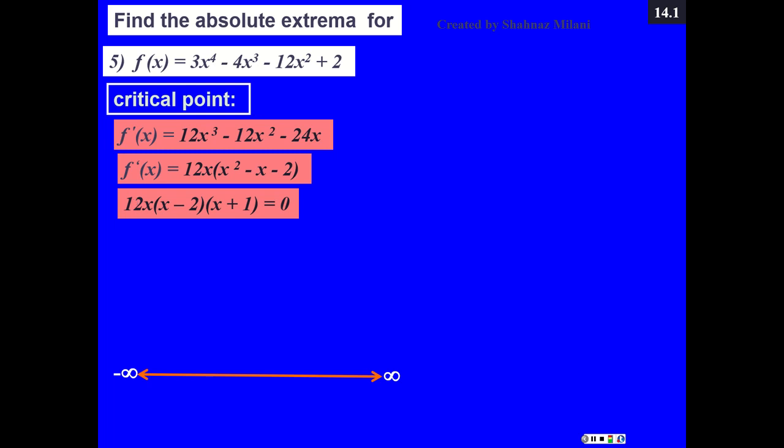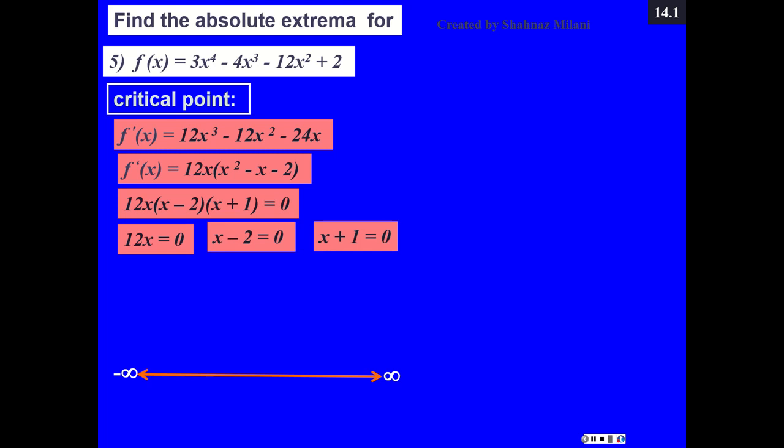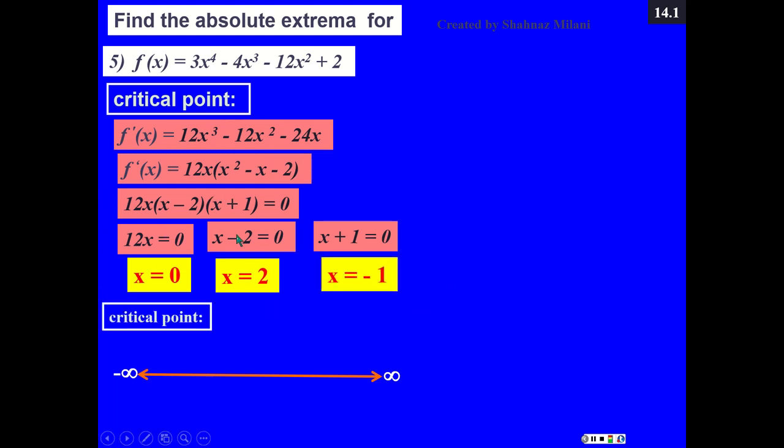Then we are trying to solve for the x. Each individual parenthesis set it equal 0. Solve for x. Then from here, divide both sides by 12. X is equal 0. From here, move the minus 2 to the other side, it becomes positive 2. Here, positive 1, move it to the other side, it becomes minus 1. Then, this is the x coordinate for critical point, which means critical number.